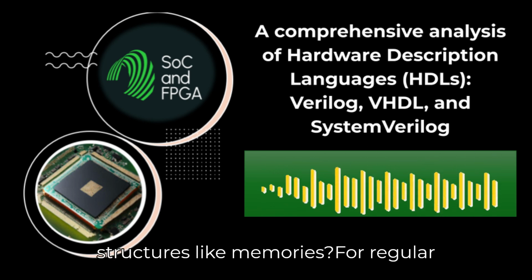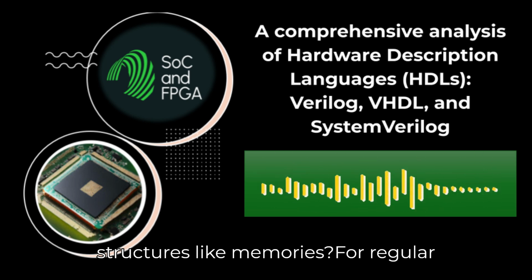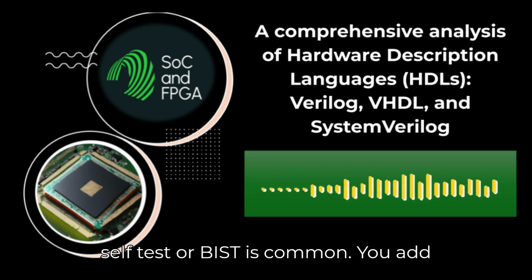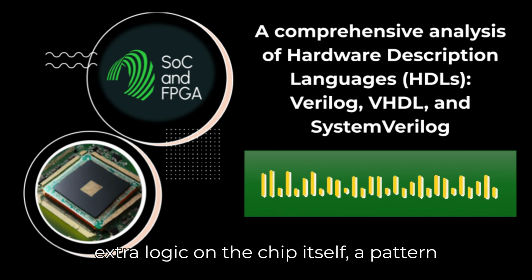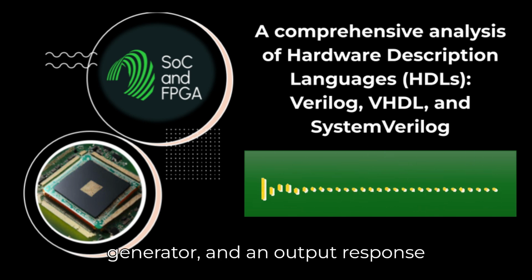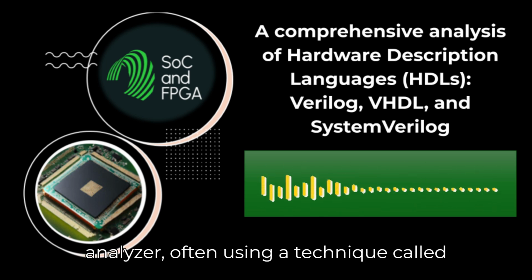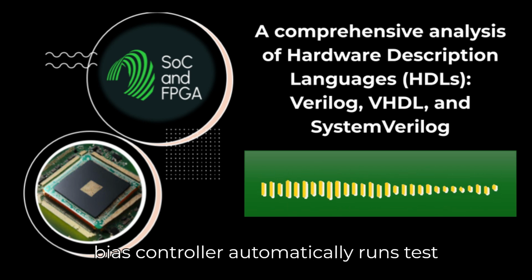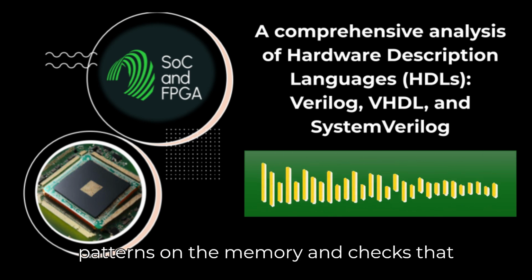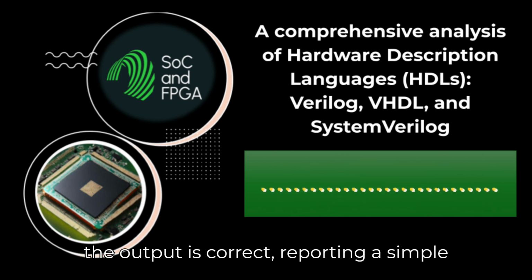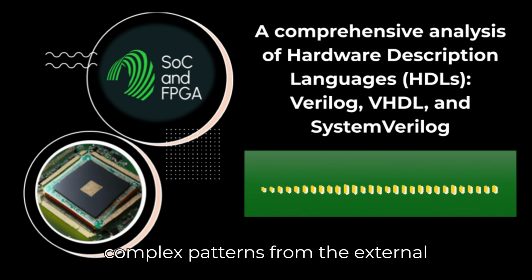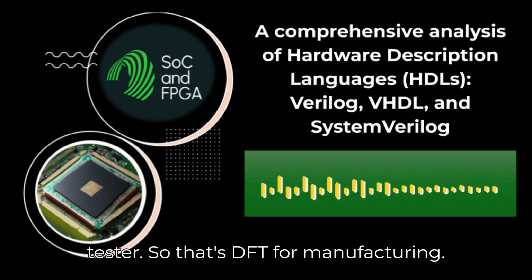Okay, scan covers the general logic. What about regular structures like memories? For regular structures like RAMs or ROMs, built-in self-test or BIST is common. You add extra logic on the chip itself, a pattern generator, and an output response analyzer, often using a technique called signature analysis. In test mode, the BIST controller automatically runs test patterns on the memory and checks that the output is correct, reporting a simple pass-fail result. It avoids needing complex patterns from the external tester. So that's DFT for manufacturing.